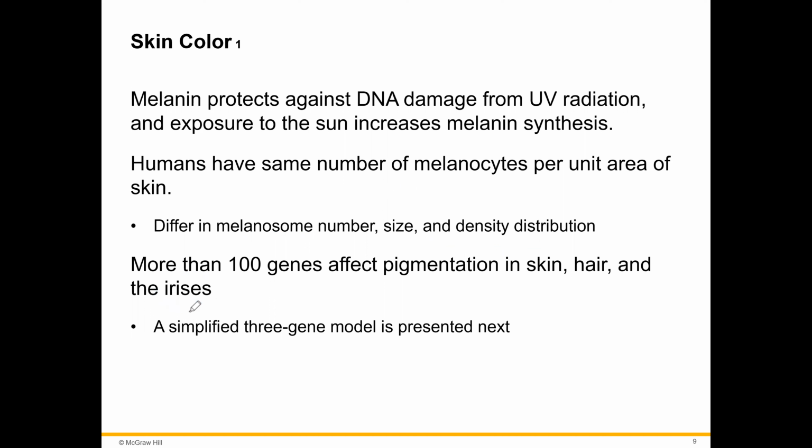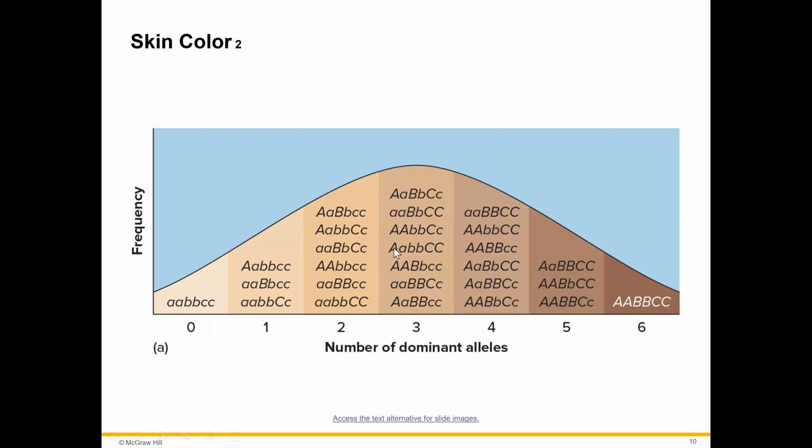A simplified 3-gene model is presented next. Because we have 100 genes that contribute to pigmentation, we cannot make a model using 100 genes. We're going to use a 3-gene model. So we just imagine that 3 genes affect the pigmentation, right? And remember, for every gene, you have 2 alleles. So gene A affects how dark your skin is, and so do gene B and gene C. But for every gene, you have 2 alleles.